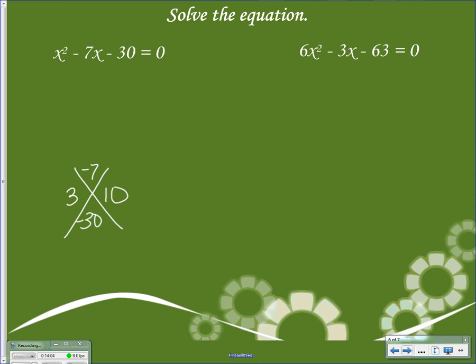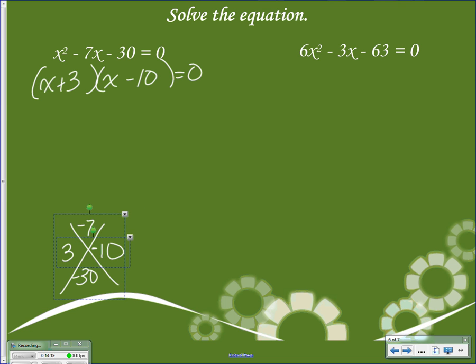3 and 10. And I need a negative 7, so that means my bigger number is going to be negative. So my factored form is going to be x plus 3 and x minus 10. And that all has to equal 0. Remember that when I have 2 things that multiply together and equal 0, one of those things has to be 0. So I'm going to say x plus 3 equals 0, and x minus 10 equals 0. So x has to equal negative 3 and positive 10.